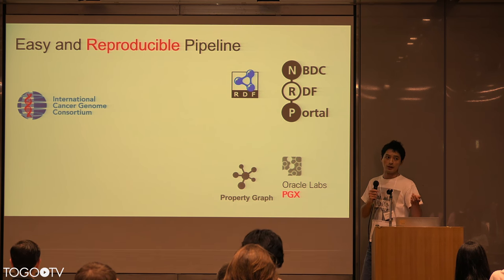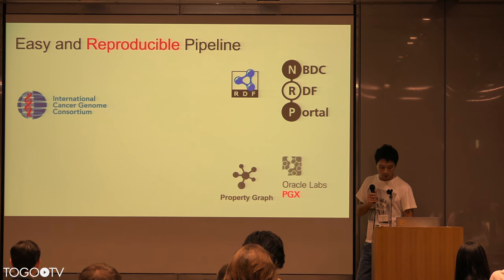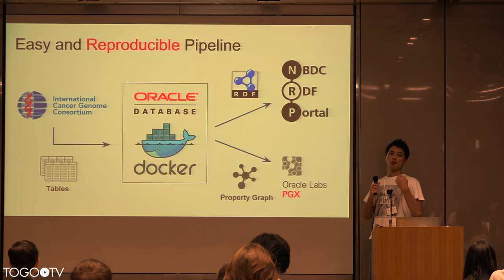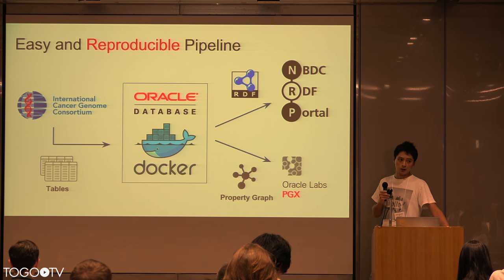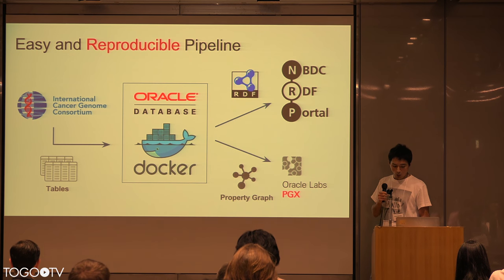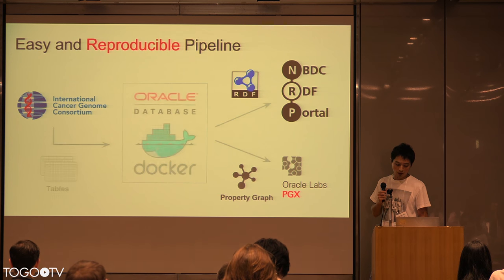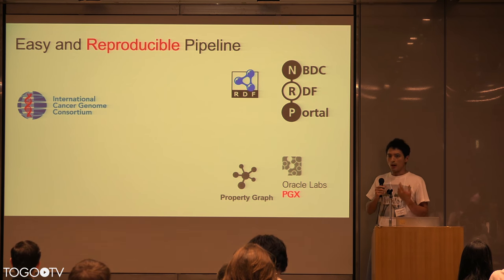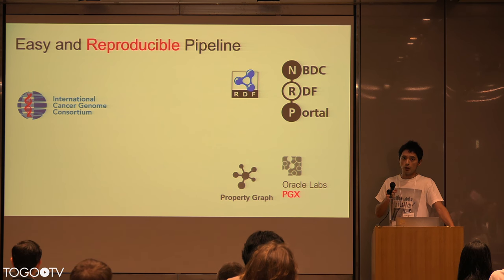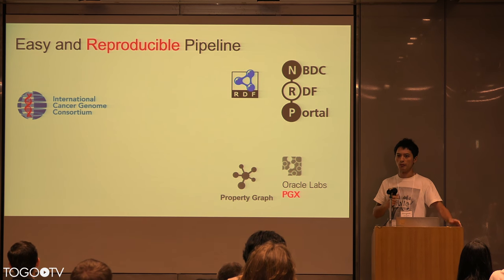But maybe the next time, DBCLS people can run the Docker container to make the updated RDF data. So we can always remove this Docker container and run again. So we can protect ourselves from the Oracle legal department, which often sues us. So thank you.